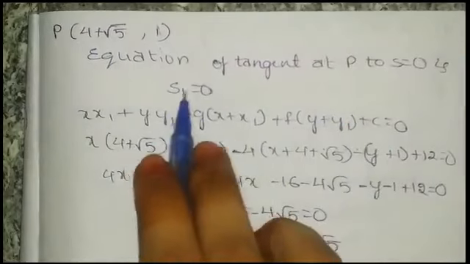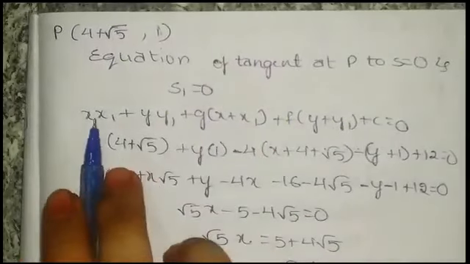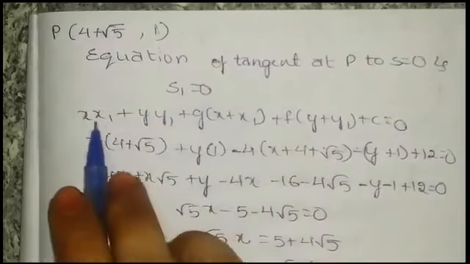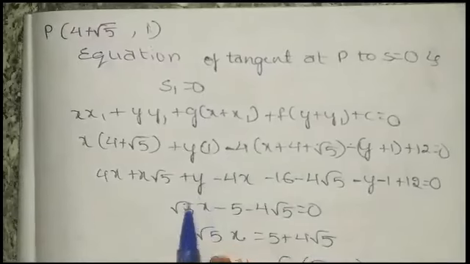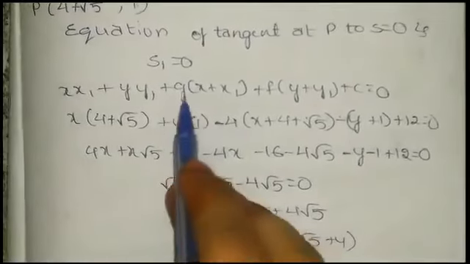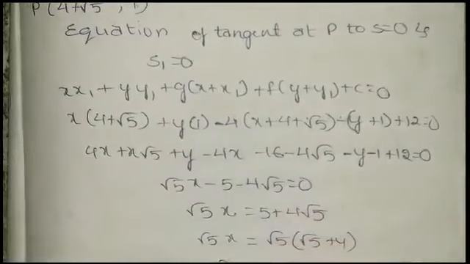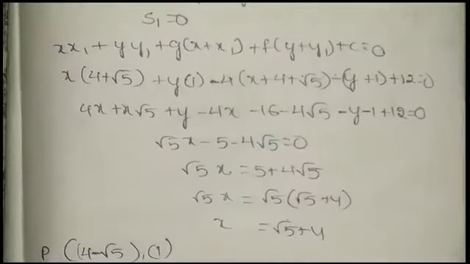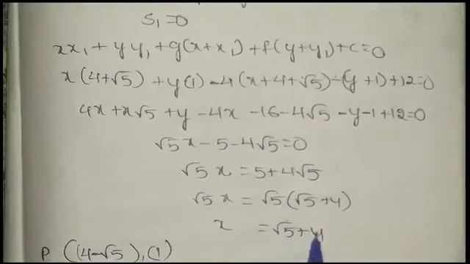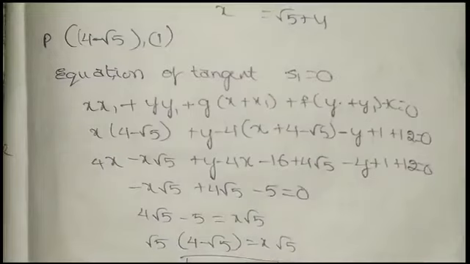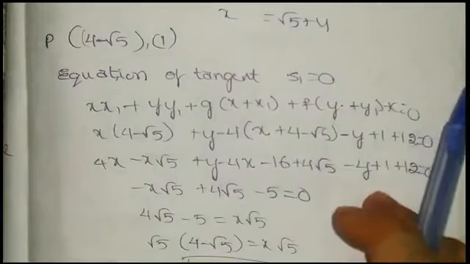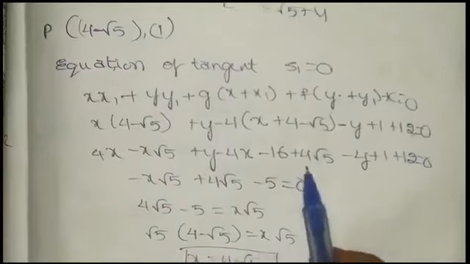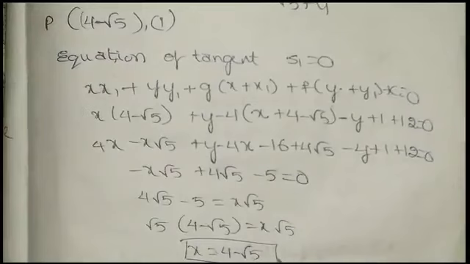The equation of the tangent, S1 equal to 0, we already know. So S1 equal to 0 is the equation of the tangent. Write the S1 notation. Substitute the values, the g and f values. After substituting we will get x equal to root 5 plus 4. Now take 4 minus root 5, with 1. Then we will get x equal to 4 minus root 5.